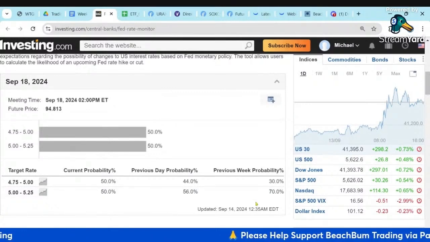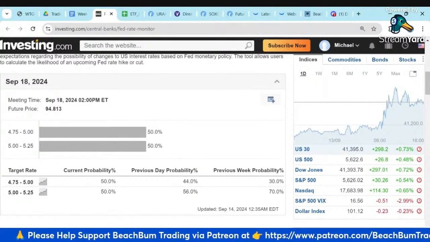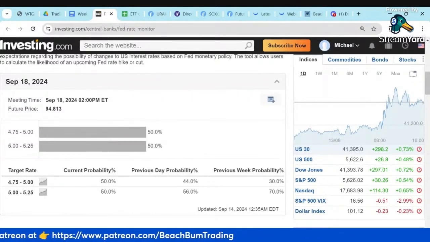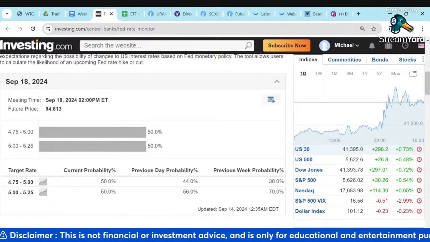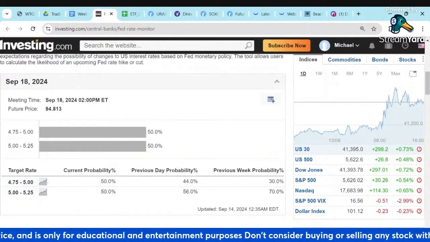Thought it was interesting. So again, 0% chance they're not going to cut. Again, they've been telegraphing that pretty clearly. They want to cut. They're planning to cut. It's just a matter of the degree and the rate to which they're going to cut. And right now, again, the Fed rate monitor tool says it's a 50-50 chance we'll get a 25 versus 50 basis point cut on Wednesday.